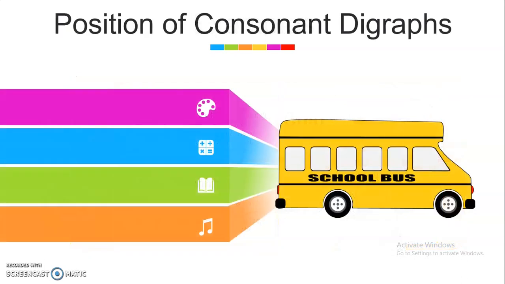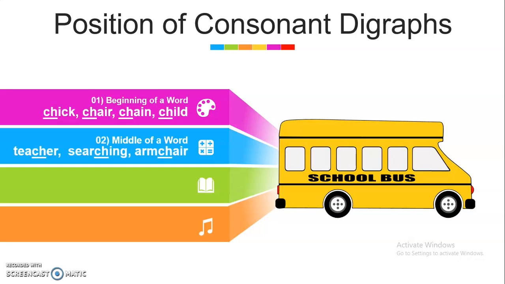Nice kids. Now let me say something about the position of consonant digraphs. Consonant digraphs can come in three places in a word. First, at the beginning of a word, as you can see from the examples: chick, chair, chain, child. Secondly, they can come in the middle of a word: teacher, searching, armchair. Lastly, consonant digraphs can come at the end of a word. Look at the examples: pinch, lunch, reach, march.